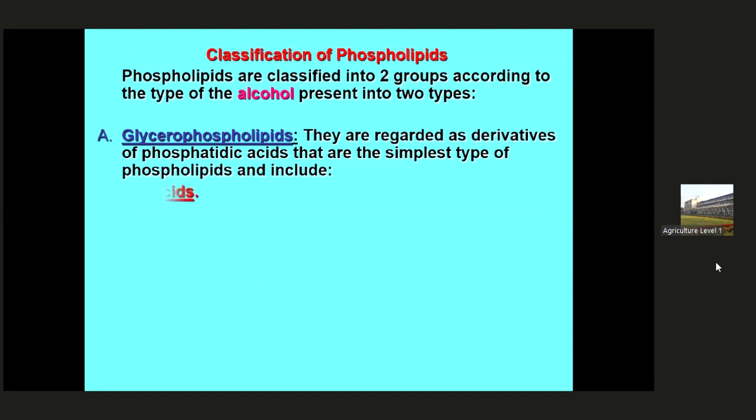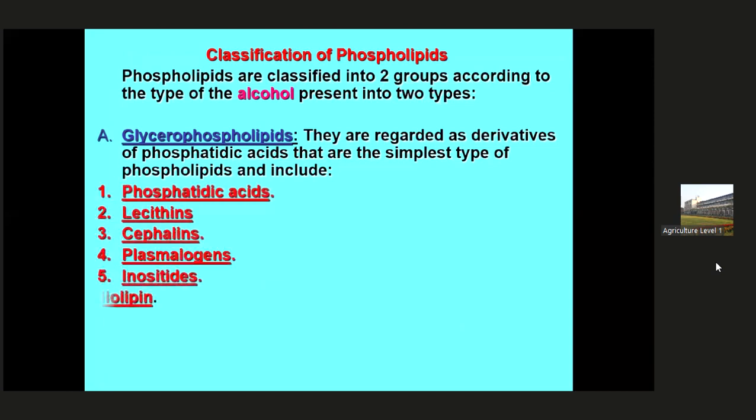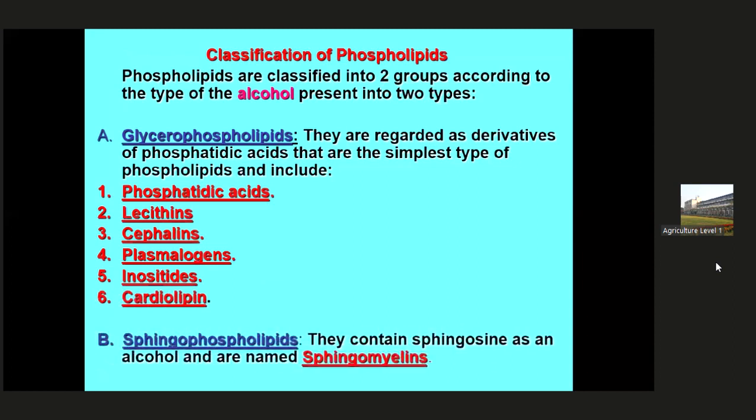Phospholipids are classified based on the alcoholic group. If it is glycerol, then it is called glycerophospholipid, and if it is sphingosine rather than glycerol, then it is called sphingophospholipid. So based on the alcoholic group present in the lipid, the phospholipid may be of two types. And glycerophospholipid has six members: phosphatidic acid, lecithin, cephalin, plasmalogens, inositides, and cardiolipins. In our next class, I will discuss these six and this one.